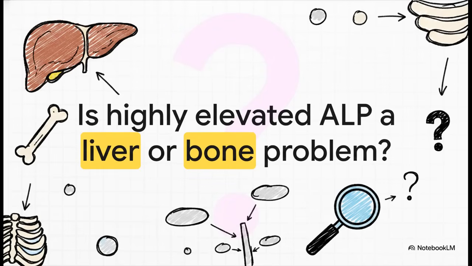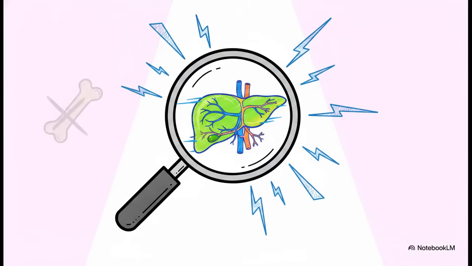Which brings us to a very real clinical dilemma. If ALP is highly elevated, how do we confidently know if it's a liver and biliary problem or just a bone problem? We can't just guess, right? We need a secondary test to tiebreak it.